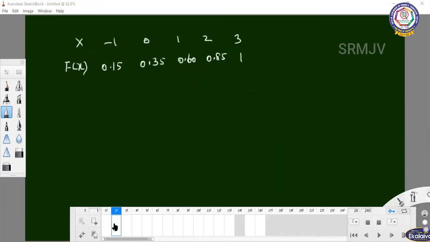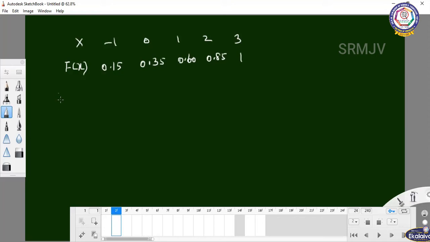You should find out the probability mass function. Generally, in the previous sums they gave the mass function, and then we had to find the cumulative distribution function by adding the values, and the last value we got was 1. Here, F of x is given. You should find out the value of the probability mass function, PMF.